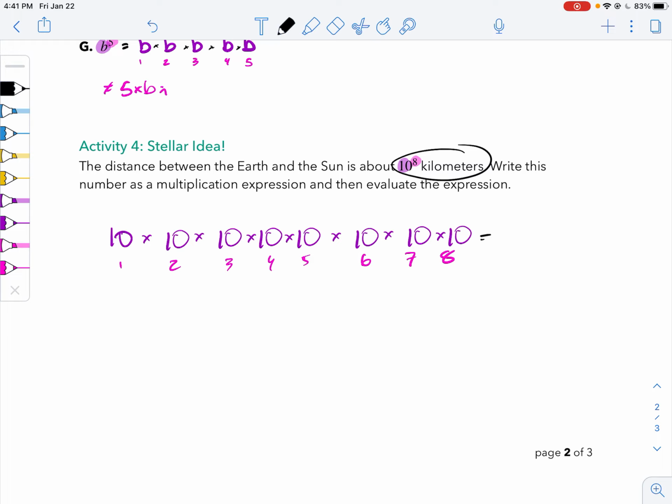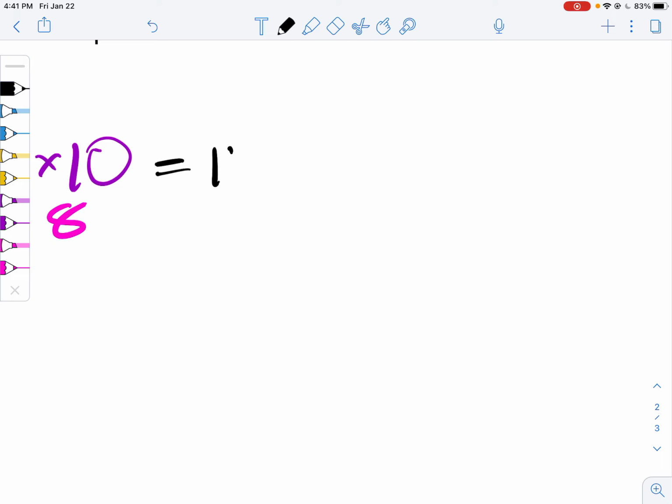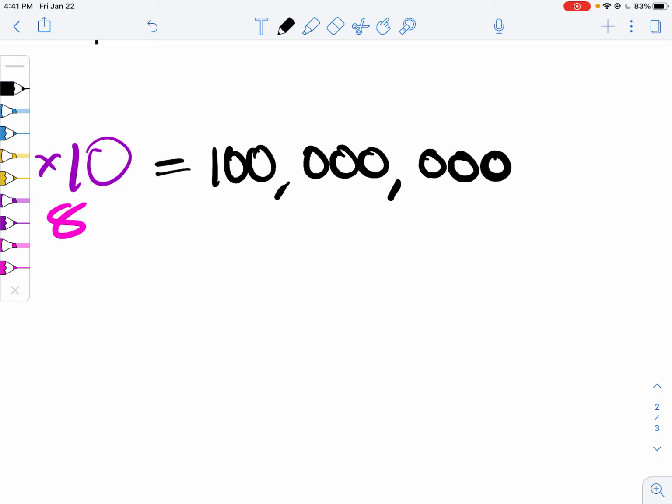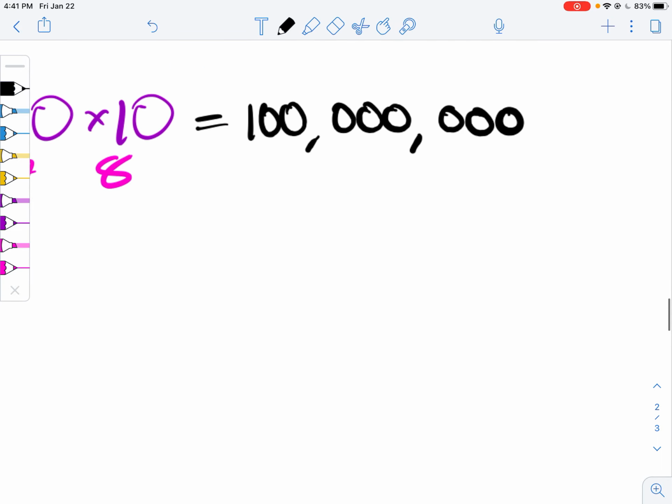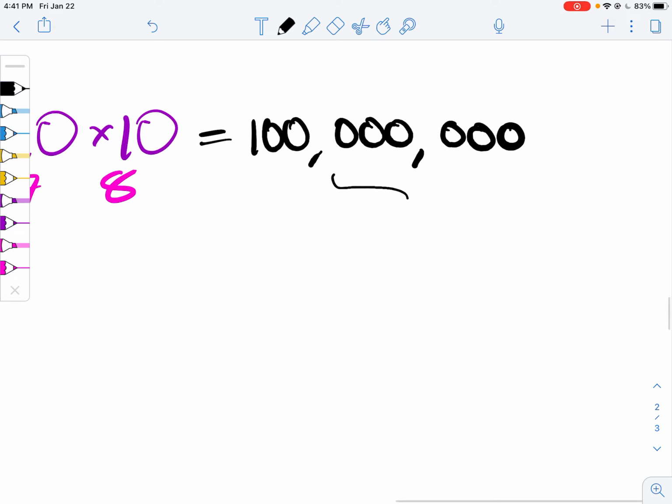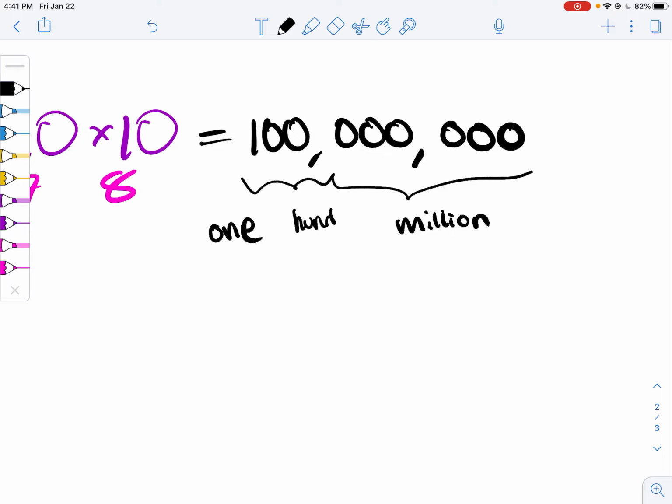Well, I will do the math for you. That is equal to 1 followed by 10 zeros. And by 10 zeros, I mean 8 zeros. Yay! That's 100 million kilometers. This is a million right here. This is 100. Giving you 100 million kilometers. That's quite far. That's about the distance from the Earth to the sun.